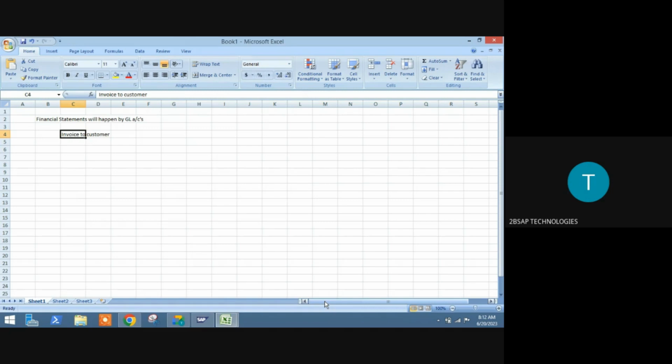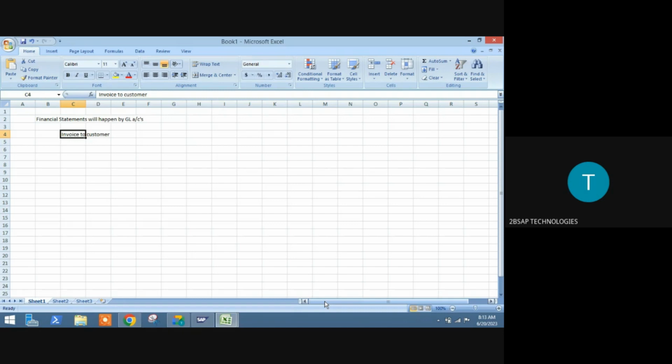So what is your customer, sir? Is it a liability or an asset? Your customer data entry is on the asset side. So what you need to do is map an asset GL account. Your financial statements will happen through general ledger only, not by using your customer master data or vendor master data. So now what you need to do for the customer? Against your customer, you are going to assign a GL account.